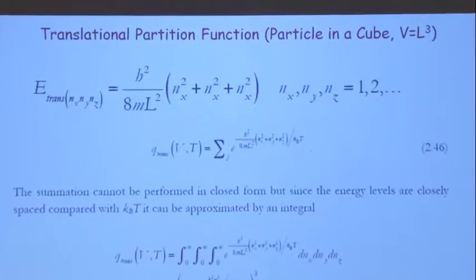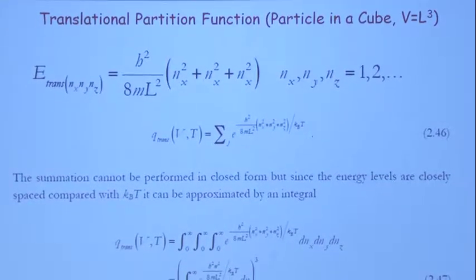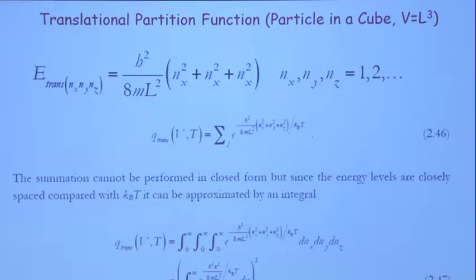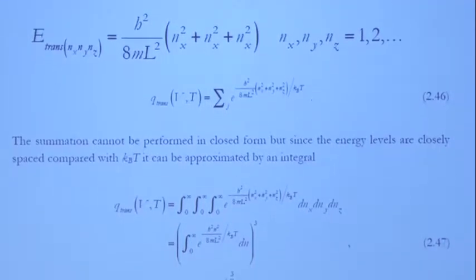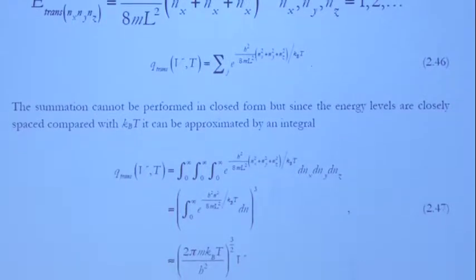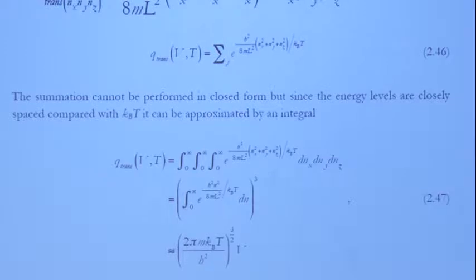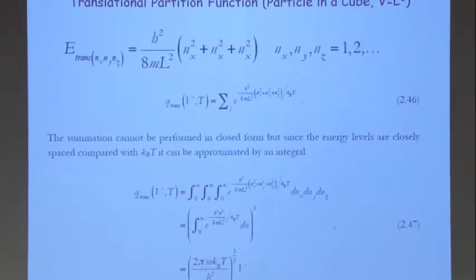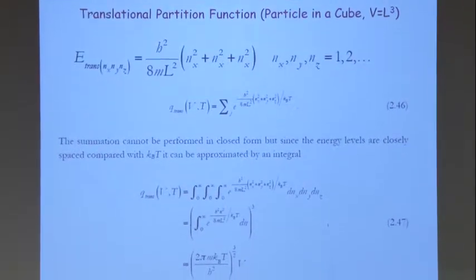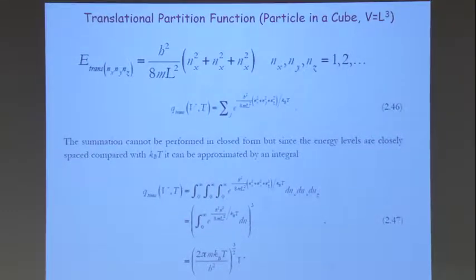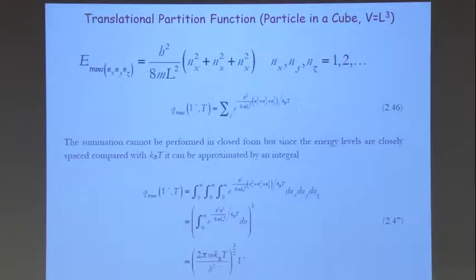So you put that formula in, and you plug that energy value into the expression for the partition function, and you get a thing called the translational partition function. It's just a partition function due to the translational degrees of freedom. The sum is a little bit inconvenient, but the integral version of it has an analytical solution. Because the translational energy levels are so closely spaced compared to kT, it's valid to replace the sum by an integral and treat it as a continuous variable. And so you can get this expression at the bottom for the translational partition function.